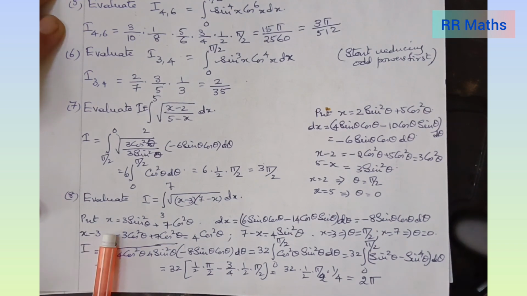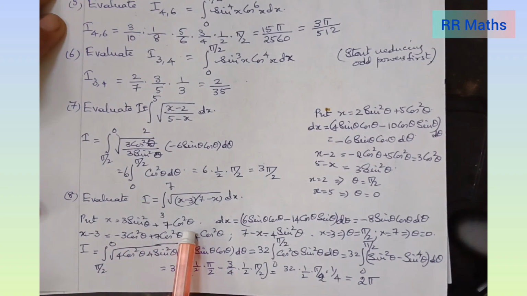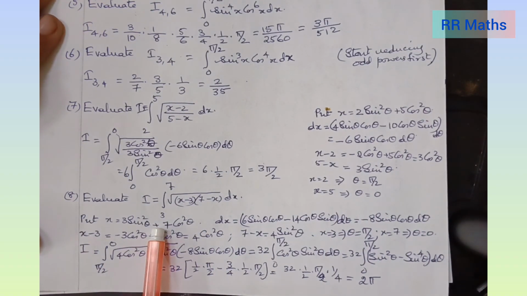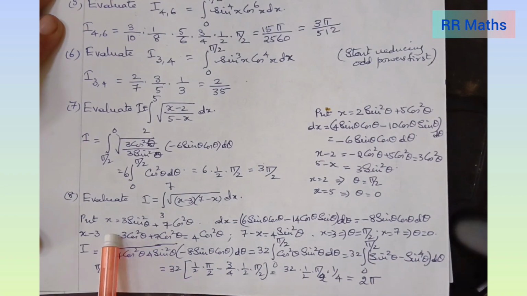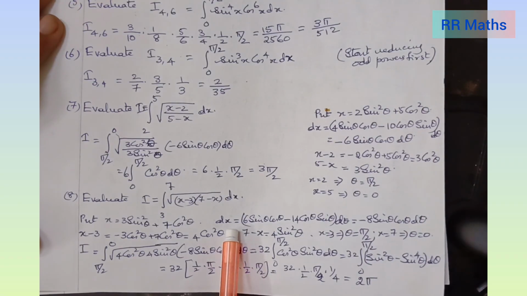So put x is equal to 3 sine square theta plus 7 cos square theta, where the 3 comes from x minus 3 and the 7 from the other term. So as usual you go with dx. For the first term it is 3 into sine square theta, you differentiate, you get 2 sine theta into the differential of sine theta, which is cos theta, giving you 6 sine theta cos theta. And for 7 into 2 times cos theta into the differential of cos, which is minus sine, that will be minus 14 cos theta sine theta. So that is what we have here.